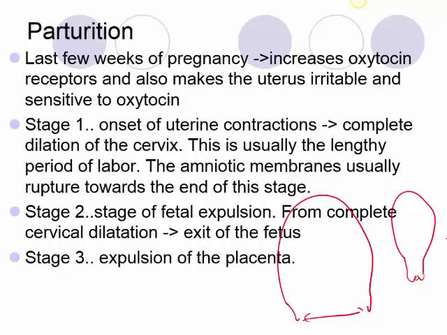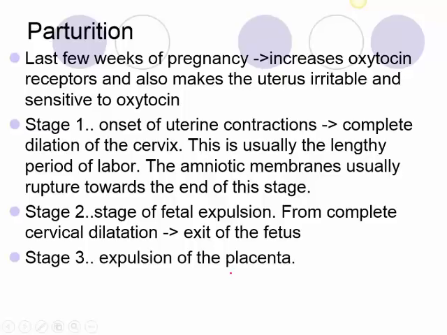This is the longest period, and the most painful. Because of the contractions, the fetus within the amniotic sac is pushed down. So when the OBGYN feels pervaginally, they usually feel the bag of waters, and that's usually the leading part, and that ruptures and helps to push the baby down. The second stage of parturition is when the fetus is completely expelled, from the stage of complete cervical dilatation to exit of the fetus. And then the last stage is when the placenta is pushed out.